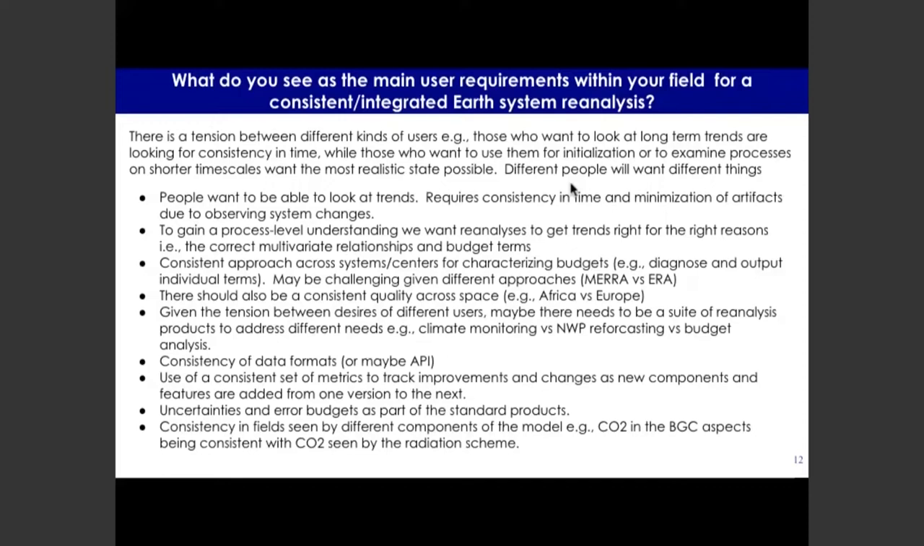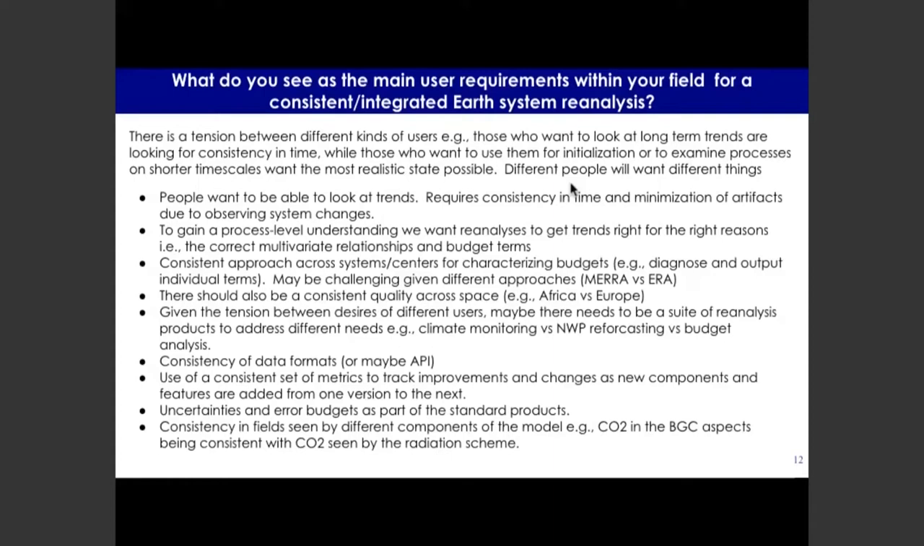And then, okay, uncertainties, I think, yeah, budgets, I guess, have come up again there in the second to last point. And also improved consistency in what the different components of the reanalyses are seeing. So for example, yesterday we heard about the biogeochemistry work and then the aerosol work. And so at this point, there's probably some disconnect between, for example, what the radiation scheme is seeing versus what the biogeochemistry is producing. So trying to get all those things to be more consistent across all of the different components is important.